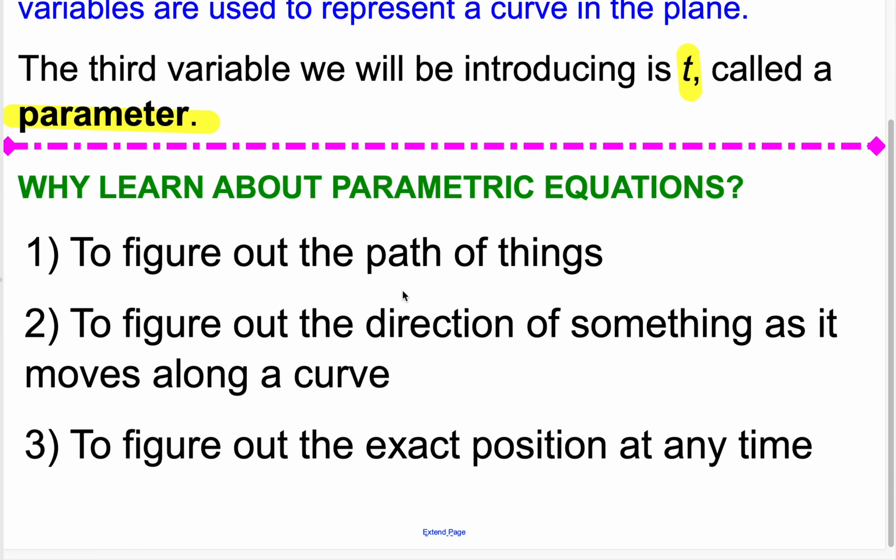So why do we learn about parametric equations? Number one, to figure out the path of things. Number two, to figure out the direction of something as it moves along a curve. And number three, to figure out the exact position at any time.